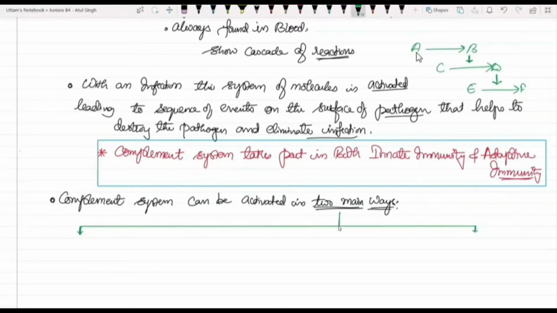In the two ways, if you see, one is classical pathway, okay, and the other being alternate pathway. Classical pathway and alternate pathway.